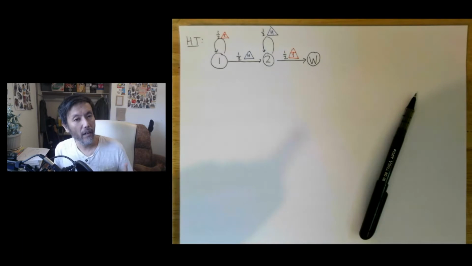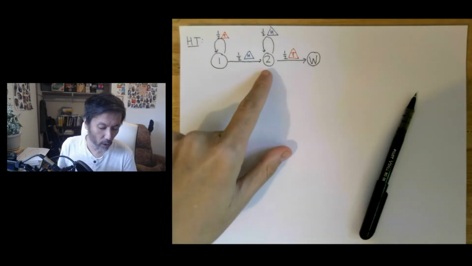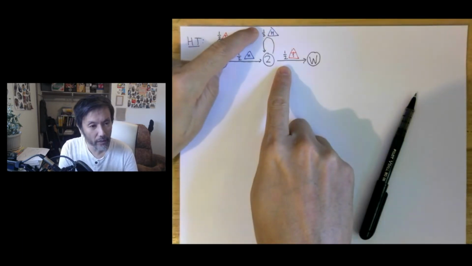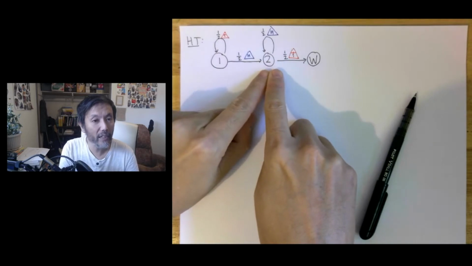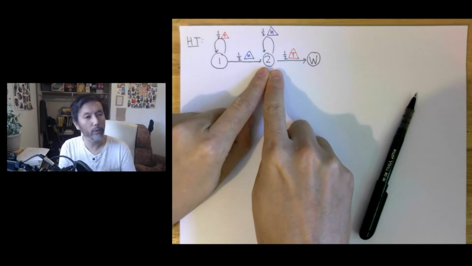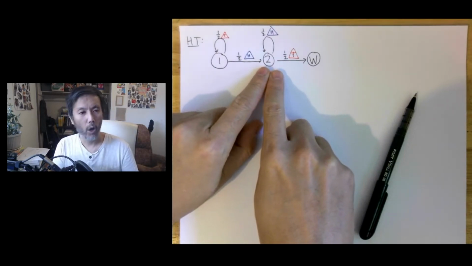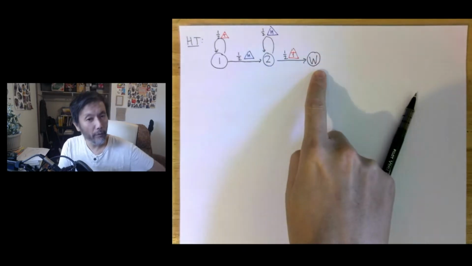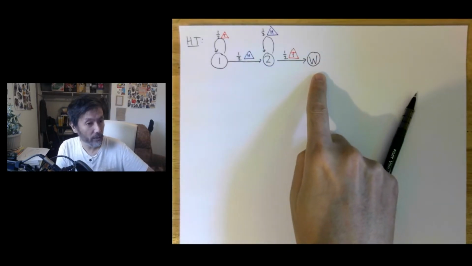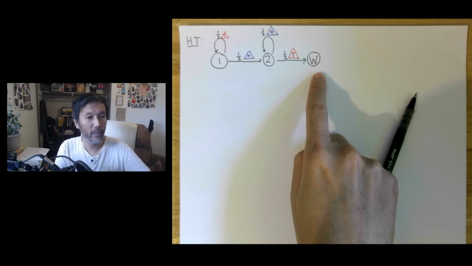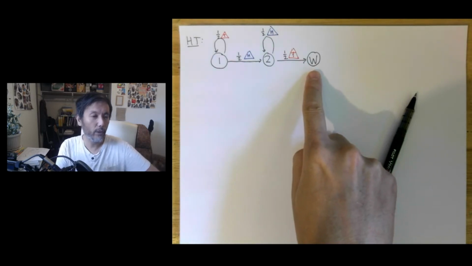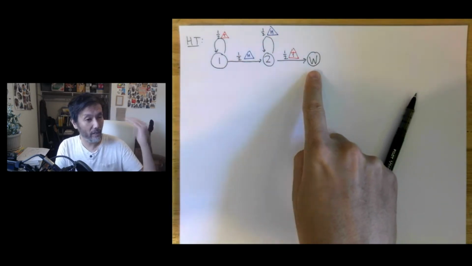And again, I hope you see that the sum of the probabilities of the arrows leading out of 2 is equal to 1. All right. Okay. Now, we have one more state. And please notice that there are no arrows leaving this W. You can think of this like the process is done.